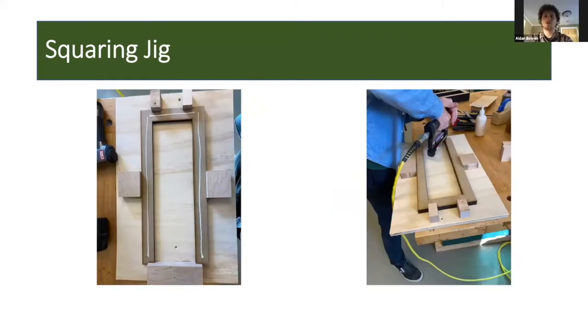So the first jig we made was the squaring jig, and this was assembled to align the 3 consecutive MDF frame pieces, also known as the bridge, and we glued those each to each other, and then we went ahead and brad nailed them together to ensure a secure fit. And we used a notch system along the outside of the jig to keep the pieces perfectly in place and square to each other.